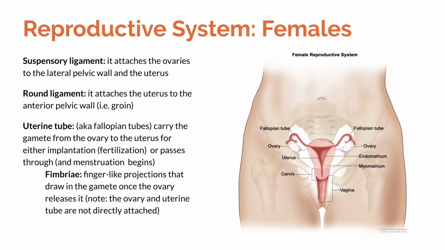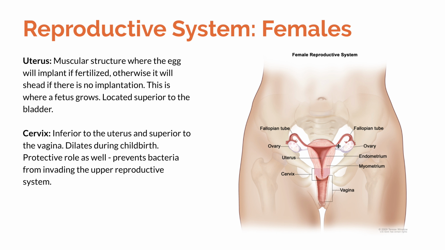Now we talked about the uterine tubes, which are also called the fallopian tubes, and they are going to carry the gamete all the way to the uterus where it'll either implant or just pass through and menstruation will begin. The uterine tubes have something called fimbriae, which are essentially these finger-like projections, and they're going to grab the gamete once the ovary releases. Remember, the ovary and the fallopian tube are not directly attached, and there's a small little gap in between. So those finger-like projections are really important to make sure they capture the egg and bring it down to the uterus.